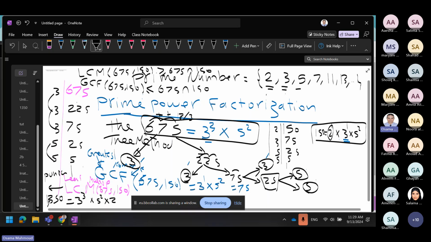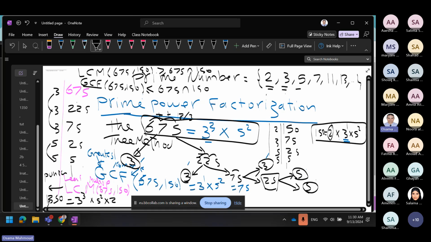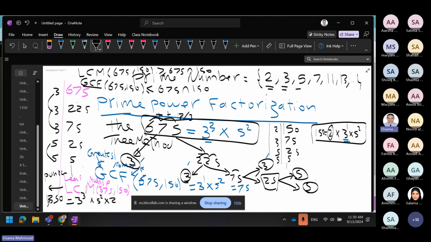If you are asked about the LCM, any value less than the 2 numbers or the 3 numbers you are given will never be the right answer for the LCM. Any value greater than the 2 or 3 numbers you are given will never be the greatest common factor, right? This is a very important note. Now I know how to get the least common multiple and the greatest common factor using the tree method, right?